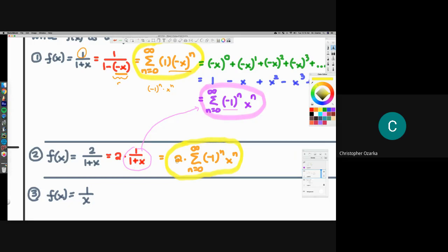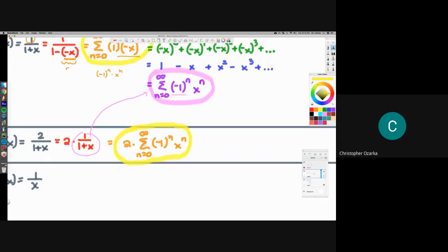If you notice, the 2 does not have an n in it because the 2 is constant. So you can't do 2 to the n. 2 to the n would be going to humongous numbers. It'd be 2 to the first, 2 to the second, 2 to the third, 2 to the infinity, which is infinity. So just keep the 2 constant. It's just a regular old 2. Questions on that one?